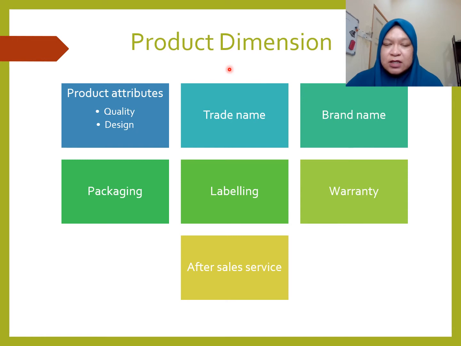For the product dimension, you can mention the product attributes, its quality and design. How is the quality, and why is the design like that? Maybe also the trade name, the brand name, and the packaging, why you make the packaging like that, maybe to protect the product. Usually we will have labeling on the packaging, so you mention what you wrote on the label. You can also mention the warranty of the product, and any after sales service for your product.